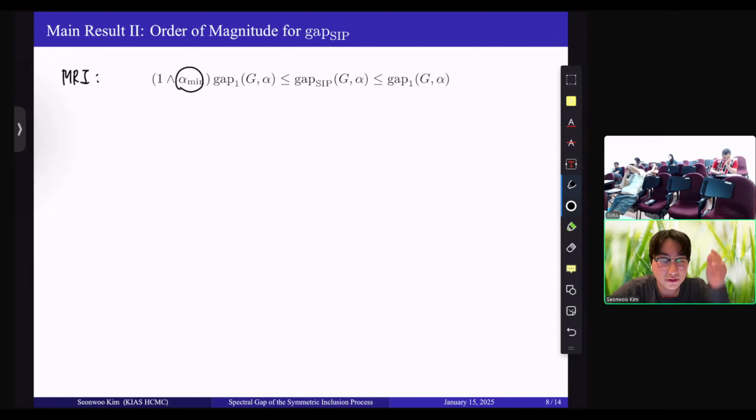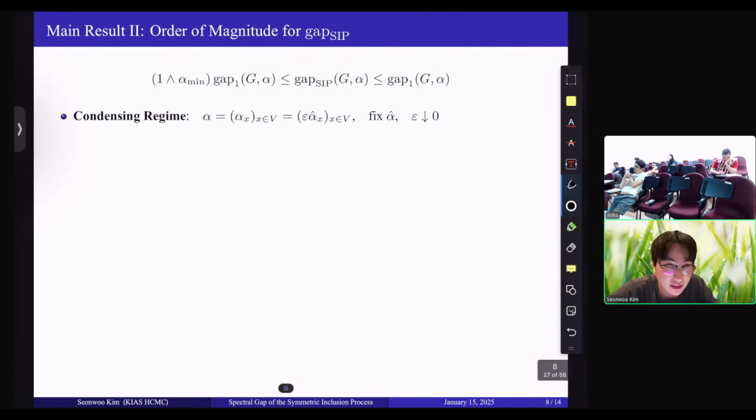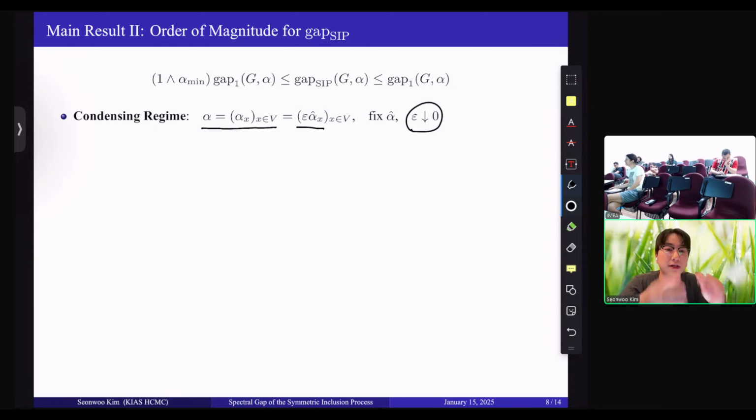And to look at the order of magnitude, we look at a slightly more restricted regime, which I call the condensing regime. You remember the site weights are given by alpha, so we substitute alpha by epsilon alpha hat, and then we fix alpha hat as a constant scale site weight, and then we send this parameter epsilon to 0. So in principle, this means that alpha is very small, such that alpha min will be smaller than 1, actually going to 0.